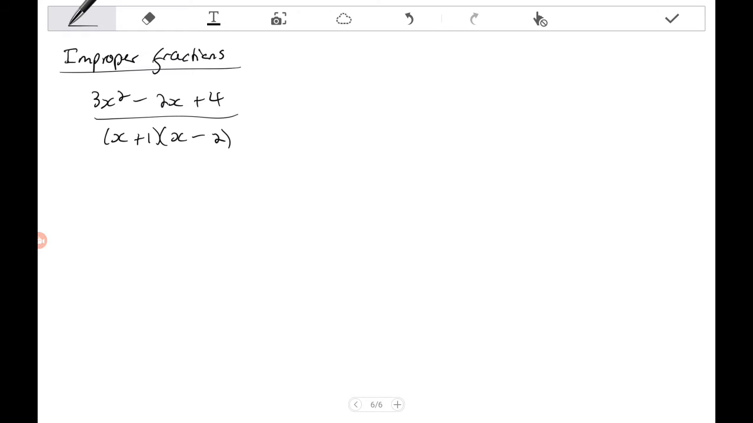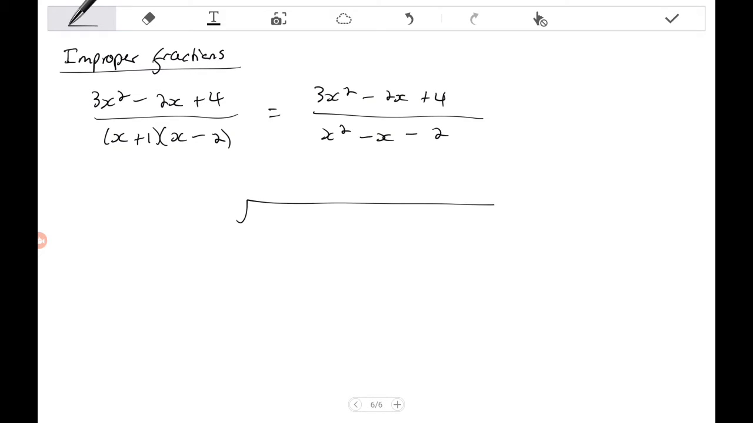is you actually do this using long algebraic division. So you would start by multiplying out this bottom bracket, which would give us x squared plus x minus x minus 2. And you would then perform long algebraic division on this.